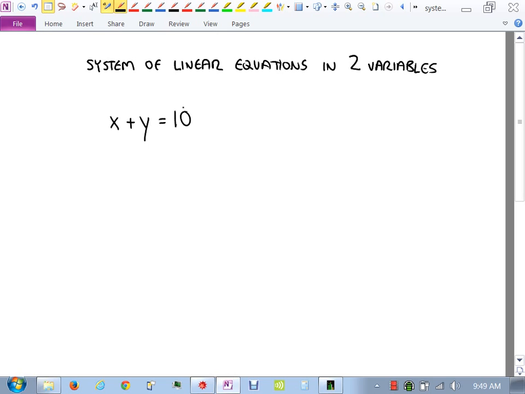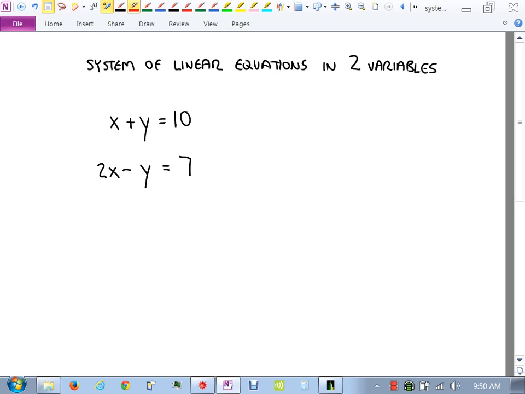Underneath this, though, let's write a different equation. Let's do a totally different linear equation in two variables: 2x minus y equals 7. Now, that is also a line, isn't it? The question for us right now is, is there an x and is there a y that make both of these true at the same time?